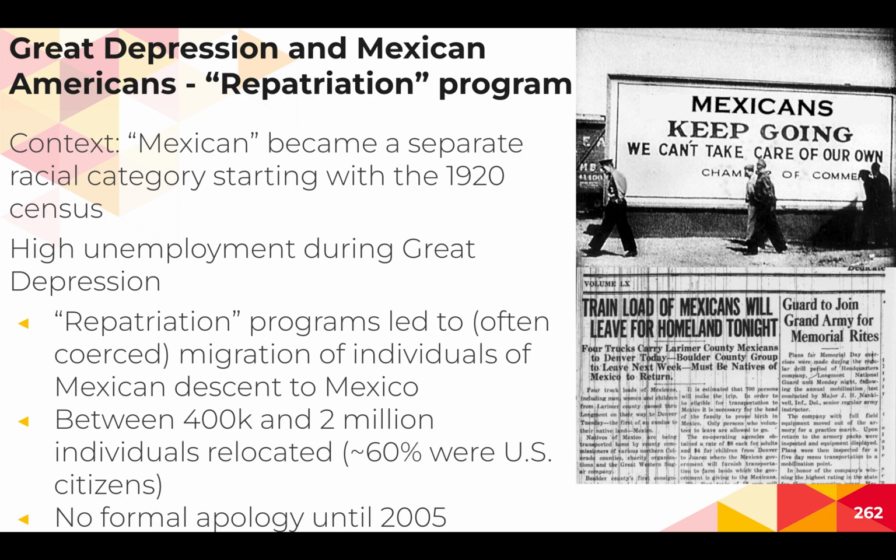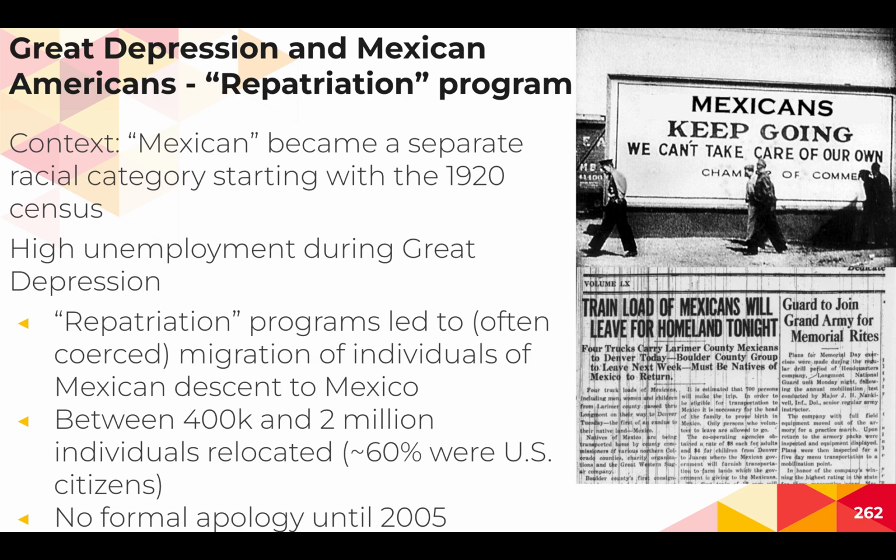So let me rewind a little bit. What this did, and some were volunteers, this ultimately was this mass relocation of between 400,000 and 2 million people of Mexican descent to Mexico. And again, as I just said, about 60% were US citizens. And why are these number ranges so huge, you might ask? That's because there were not very accurate records kept about this process. And the Los Angeles area was hit the hardest.